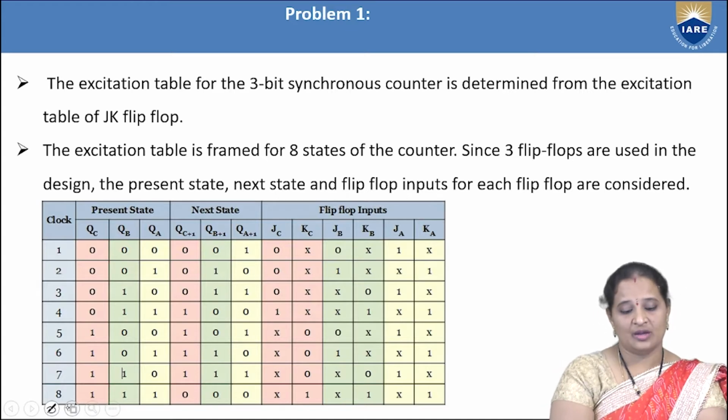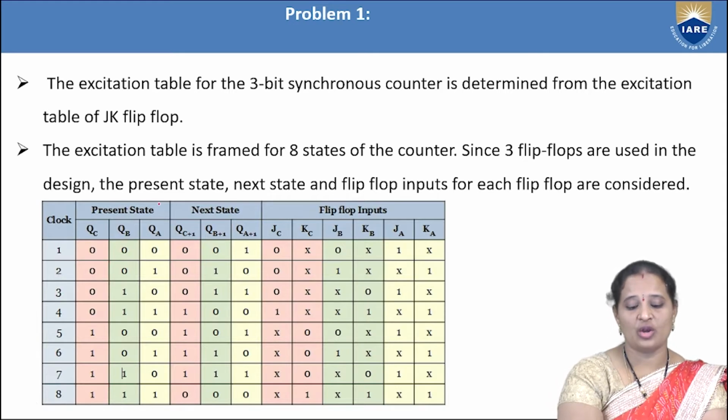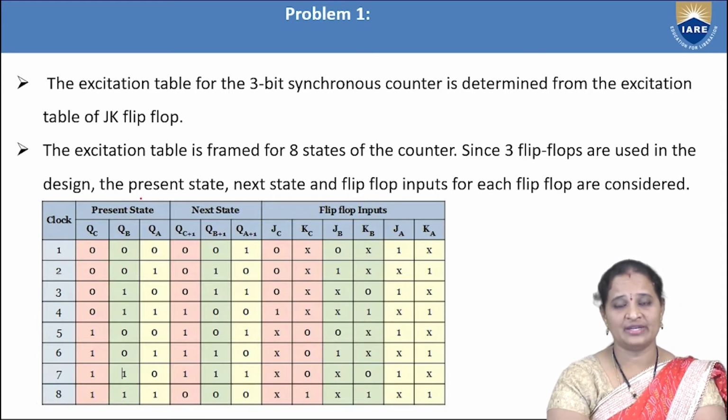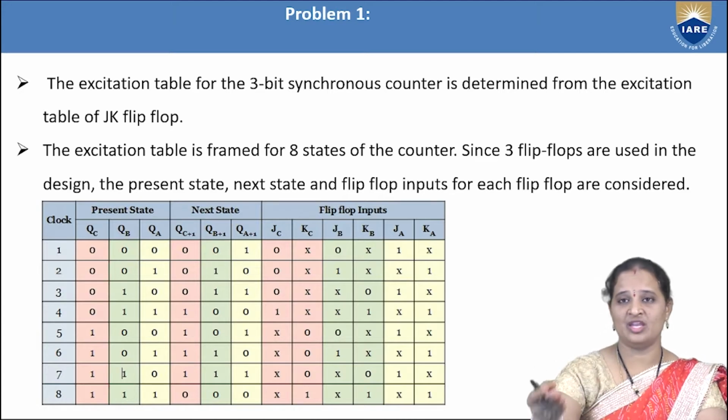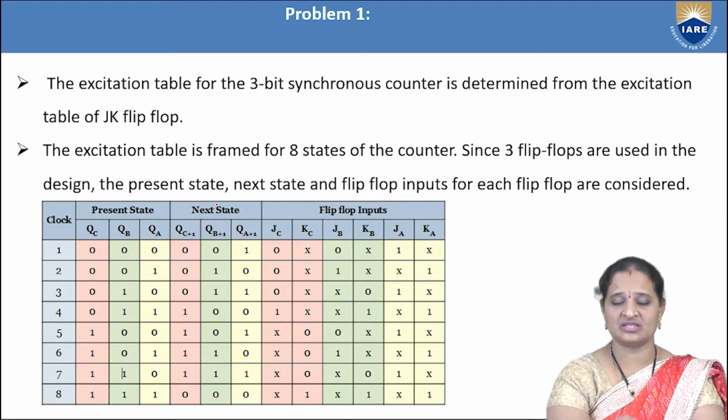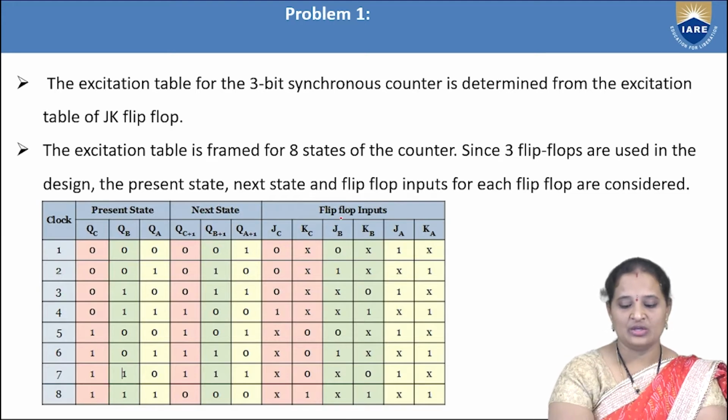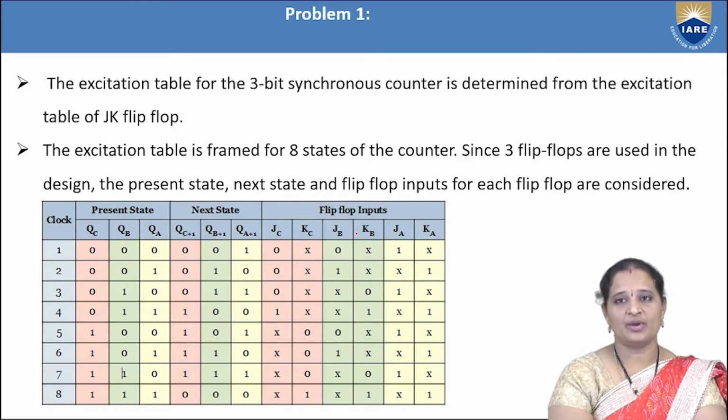So these are the clock pulses we have taken as the first column. And then the second column: as you all know, the excitation table will consist of the present state, the next state, and the inputs that are needed to be applied to have a transition from the present state to the next state. So these are the flip-flop inputs.